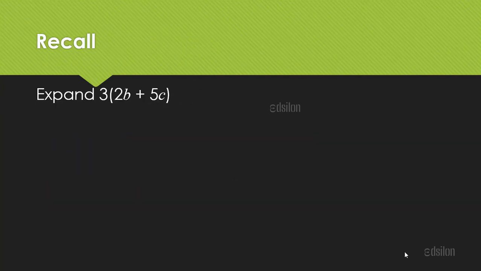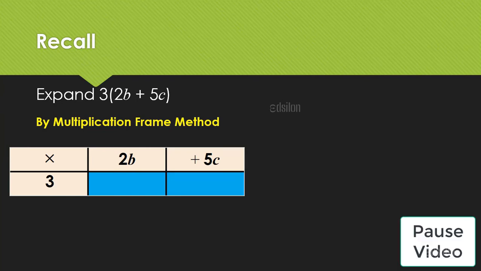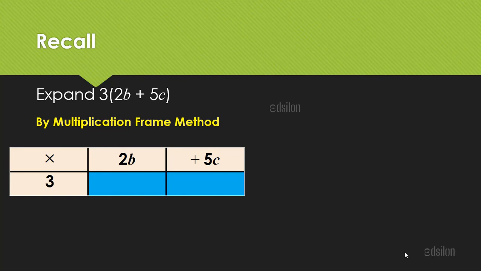Let us recall how to expand 3 times 2b plus 5c. We can use the multiplication frame method. I'd like you to copy out the multiplication frame and fill in the 2 blanks. Can you do it for me now? Did you get 6b and 15c? When we expand 3 times 2b plus 5c, we get 6b plus 15c.